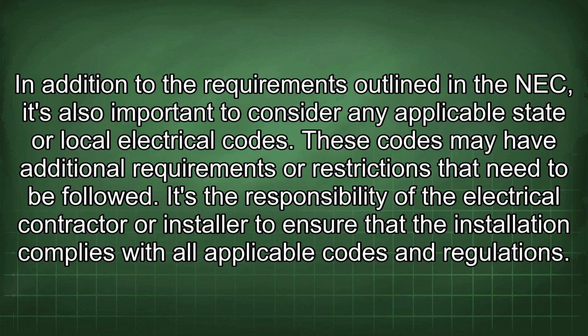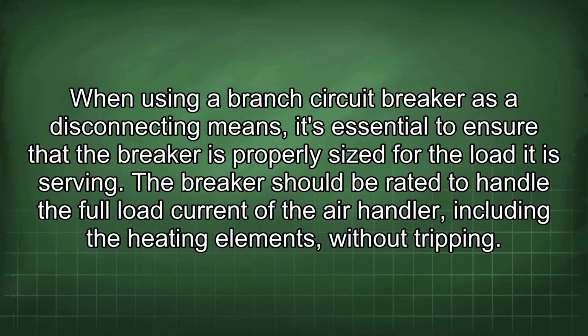In addition to the requirements outlined in the NEC, it's also important to consider any applicable state or local electrical codes. These codes may have additional requirements or restrictions that need to be followed. It's the responsibility of the electrical contractor or installer to ensure that the installation complies with all applicable codes and regulations. When using a branch circuit breaker as a disconnecting means, it's essential to ensure that the breaker is properly sized for the load it is serving.